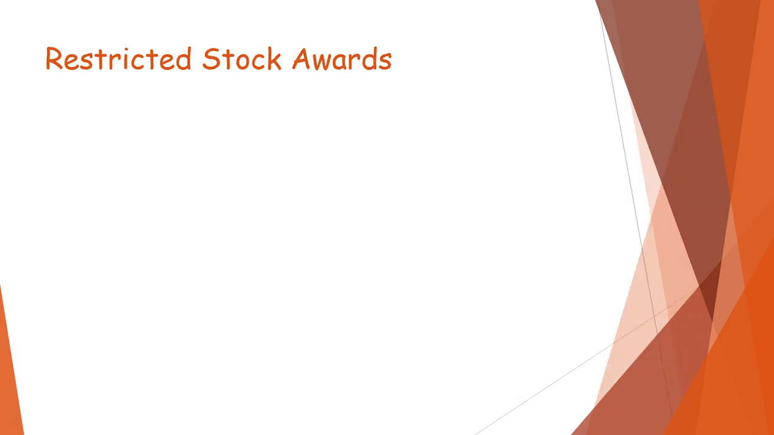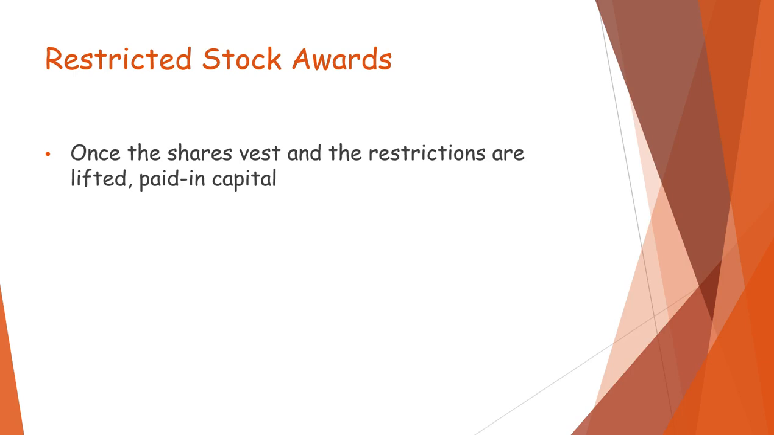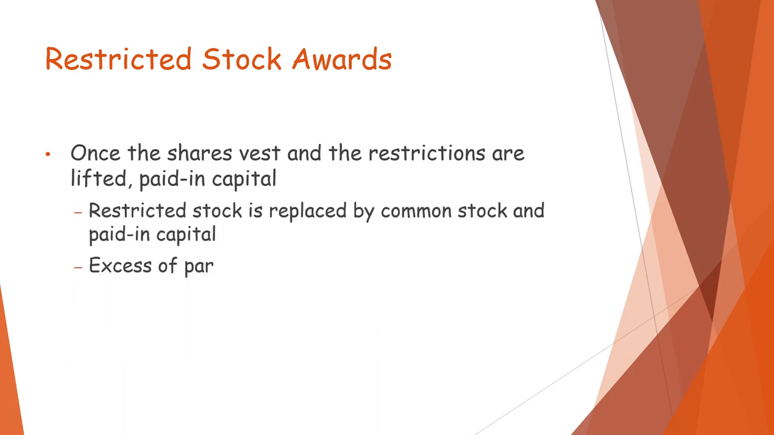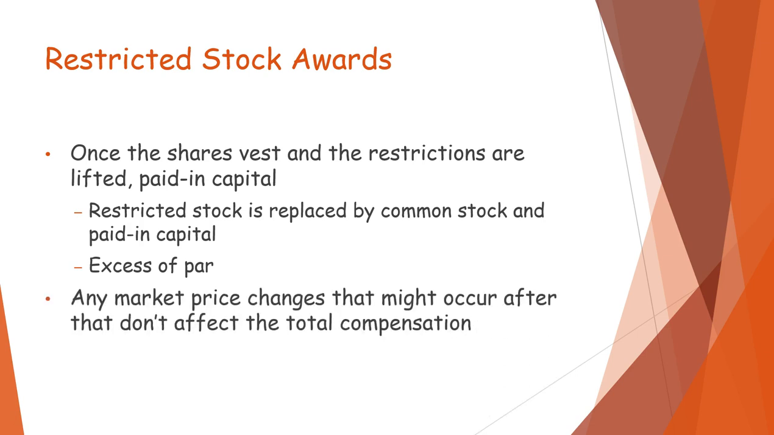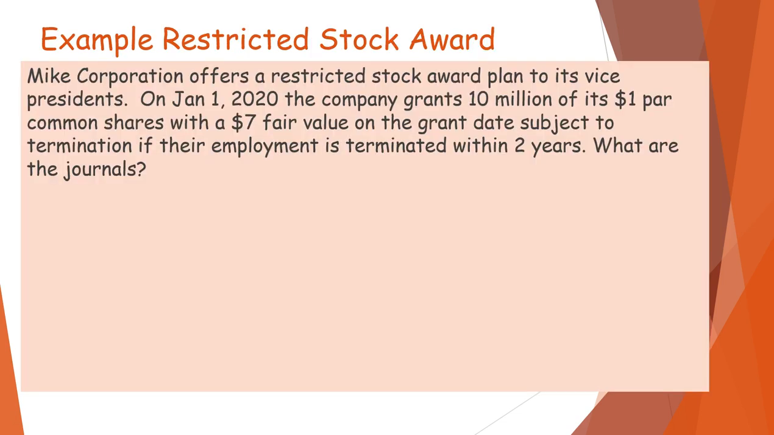Now, restricted stock awards. Once the shares vest and the restrictions are lifted, paid-in capital is affected. We are going to reduce restricted stock and replace it with common stock and paid-in capital in excess of par. Any market price changes that might occur after that don't affect the total compensation. The only stock market price fair value you need is at the date when they start the vesting. So let's take a look at an example, and this is a stock award.